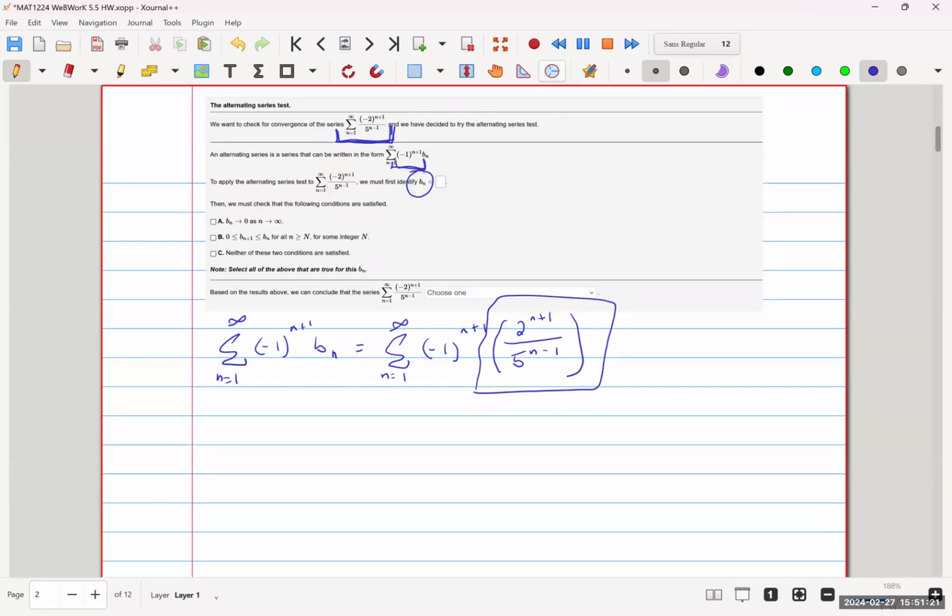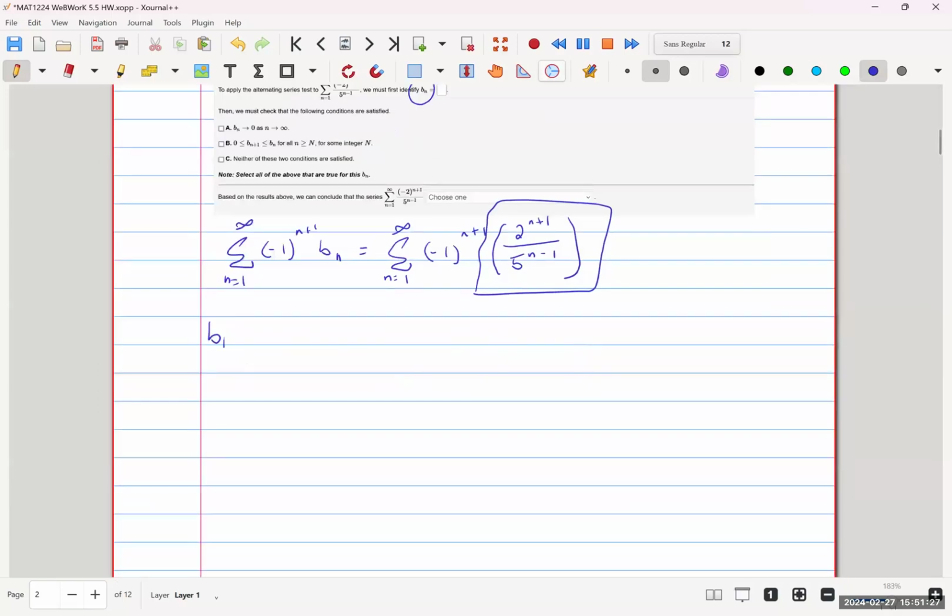Now we need to check the conditions. So let's simplify b of n. We know b of n is equal to 2 to the n plus 1 over 5 to the n minus 1. To simplify that, we get 2 times 2 to the n, and this, since the exponent on 5 is -1, is 5 to the -1 times 5 to the power of n. That's just because the powers for each of them are different. That's why the 2 is +1 and the 5 is -1.